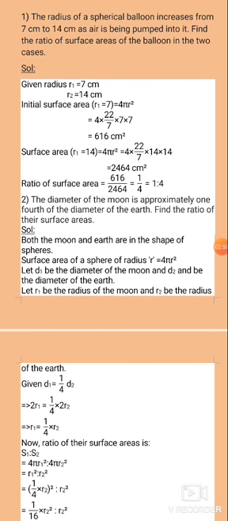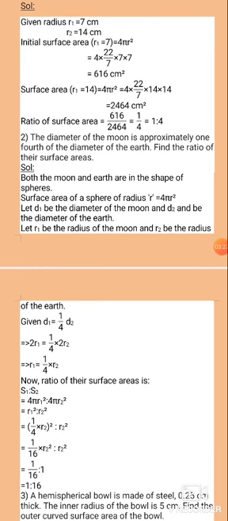Now the ratio of their surface areas is S1 is to S2, that is 4 pi r1 square is to 4 pi r2 square. Both 4 pi we can cancel. Remaining, r1 square is to r2 square. Now what is r1? 1/4 R2. So substitute: 1/4 R2 the whole square is to R2 square. That is 1/16 R2 square is to R2 square. Both sides R2 square you can cancel. Remaining, 1/16 is to 1. Now cross multiply, that is 1:16, which is the ratio.